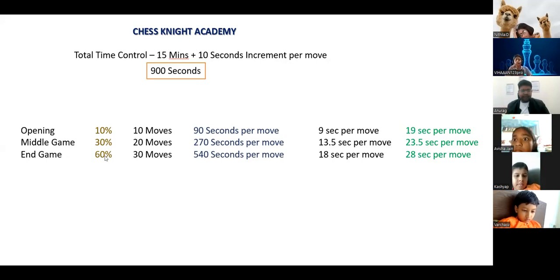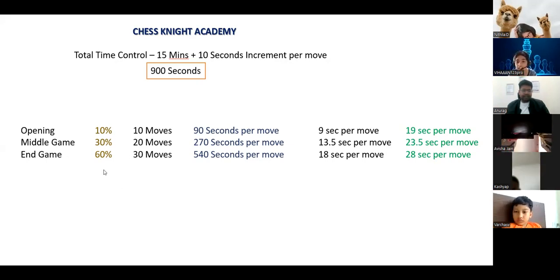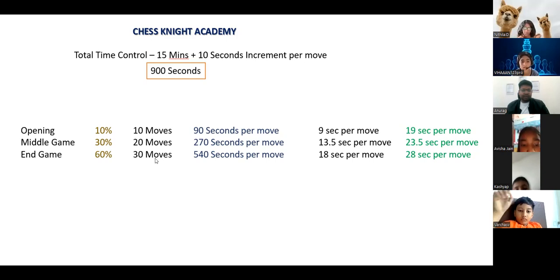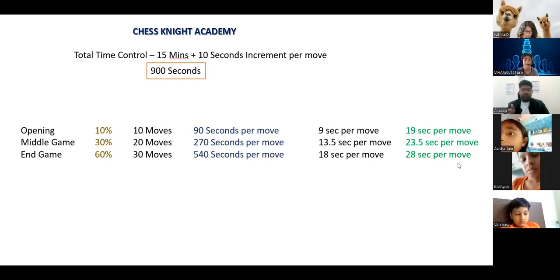I think whoever is playing the tournament more seriously will already know that in end game you have to play like a machine. You can't afford even a single mistake in end game, right? So that's why you have to spend 60% of your time, that is 540 seconds for 30 moves. That will come up nearly 28 seconds per move, including increment. So again, even if you feel the answer is pretty simple, pretty straightforward, still don't play it. Spend that 28-30 seconds. Okay.